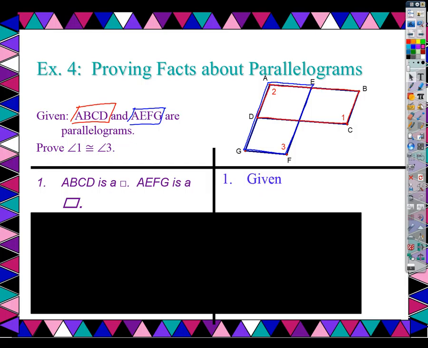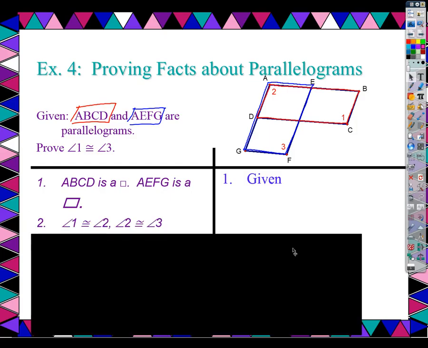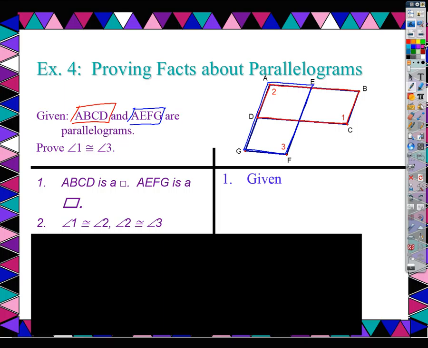So if we look just at the red parallelogram, we can see that 1 and 2 are opposite angles, so they have to be congruent. If we look just at the blue one, 2 and 3 are opposite angles, so they have to be congruent. Good. And so now let's go ahead and add those marks to our drawing. So that's congruent to that, and that's congruent to that.